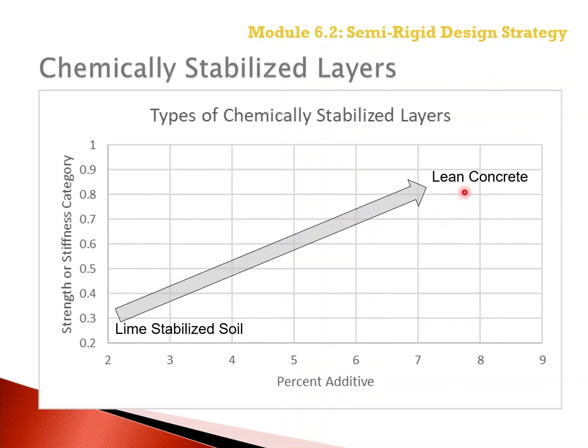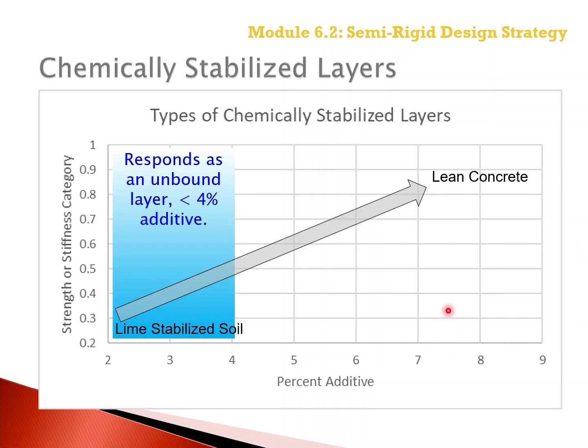Adding lower percentages of lime to a soil does not change how the soil will respond to loads. However, adding a higher percentage of Portland cement will change the response of the aggregate or soil to a bound layer. The question is, when does the chemically stabilized layer start responding as a bound layer that is susceptible to fatigue cracks, like other chemically stabilized layers?